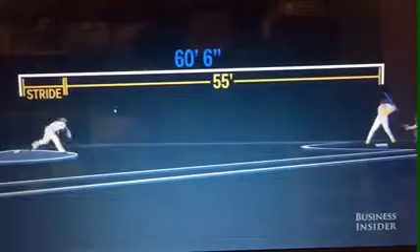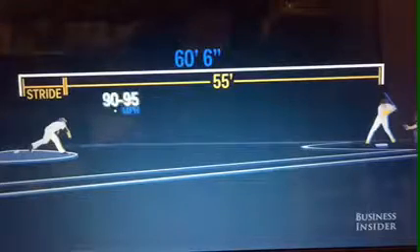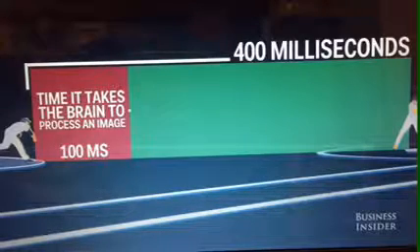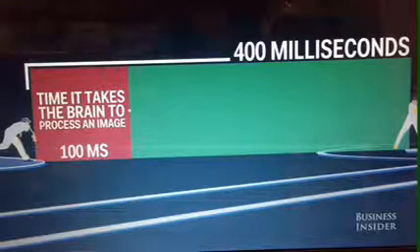Subtracting 5 or 6 feet to account for the pitcher's stride, it takes a fastball traveling at 90 to 95 miles an hour about 400 milliseconds to get from the pitcher's hand to the catcher's mitt. The batter is already at a disadvantage because it takes the human brain around 80 to 100 milliseconds just to process the image that the eyes are taking in.